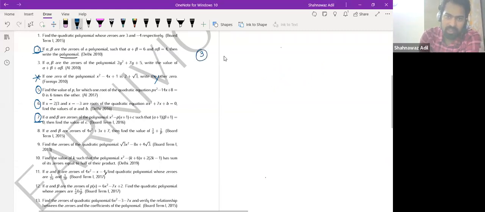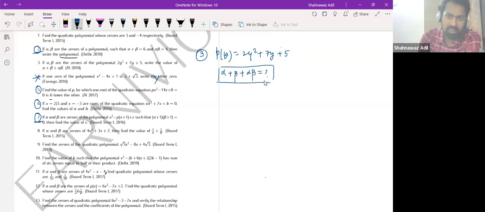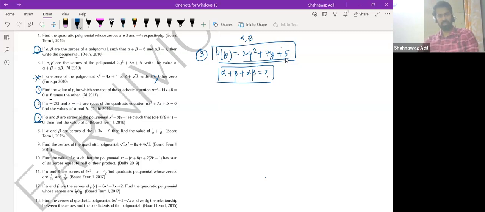For the third question, we have a polynomial which is a function of y, and this is 2y squared plus 7y plus 5. And we have to find out alpha plus beta plus alpha beta. This question I have asked so many times, in the question paper, in the revision, in the homework. Alpha and beta are the zeros of this polynomial. So please do this problem and tell me the answer.